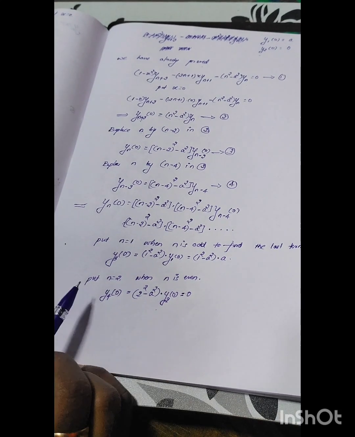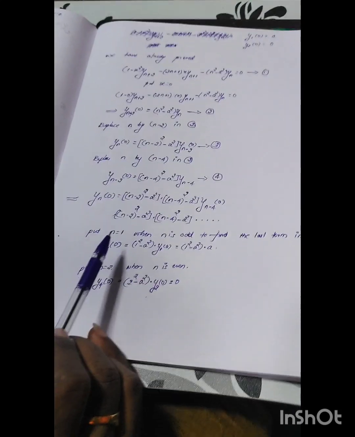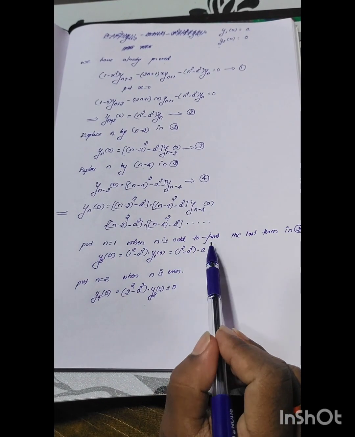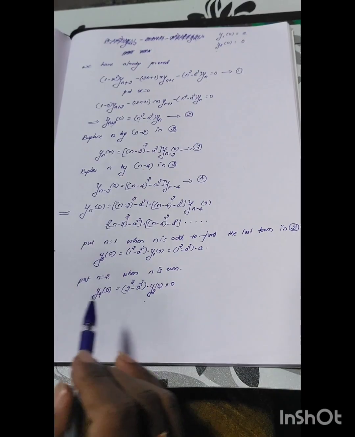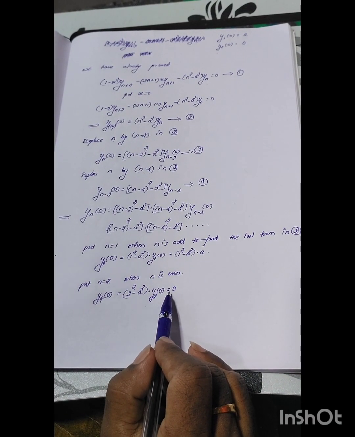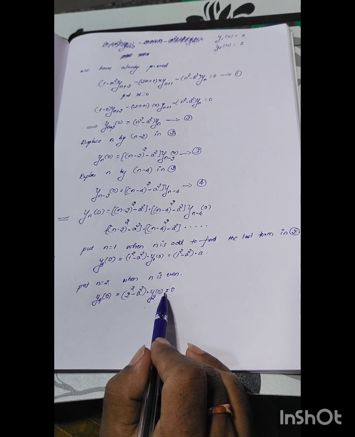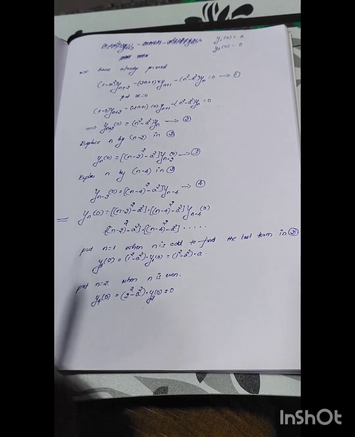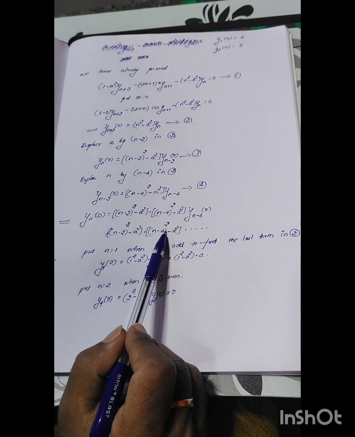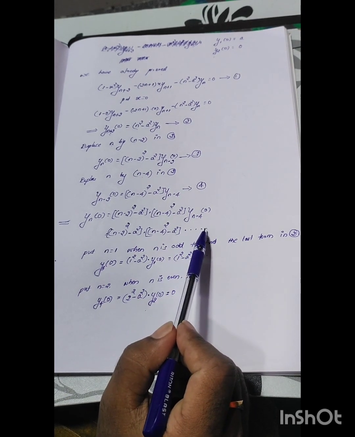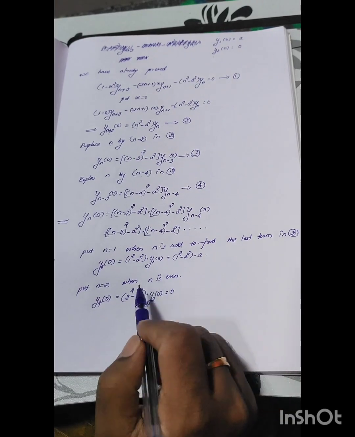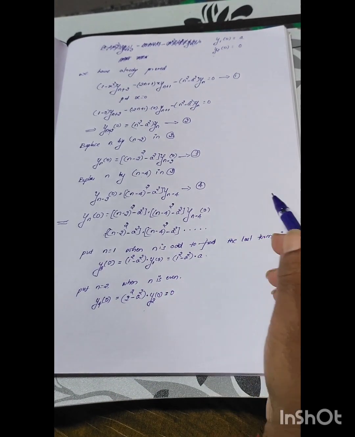So from here we can observe that whenever n is odd, the last term will be 1 square minus a square into a, and the series stops here. But when n is even, the last term will go till y2 of 0, which is 0. When it becomes y2 of 0, all the terms before that will become 0. So you observe here, yn of 0 is n minus 2 square minus a square, n minus 4 square minus a square, n minus 6 square minus a square, and so on. It will become 1 square minus a square when n is odd, and when n is even, it will become 2 square minus a square.